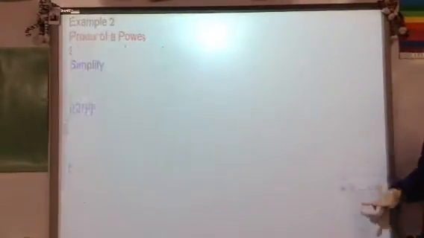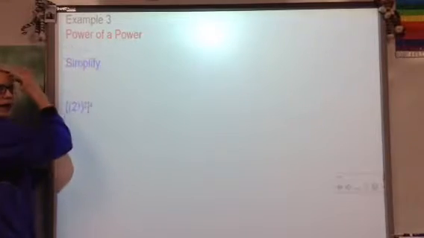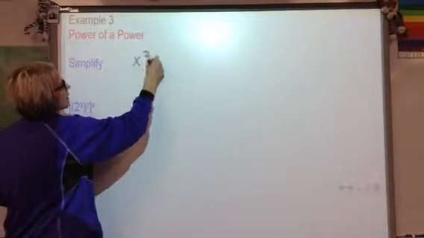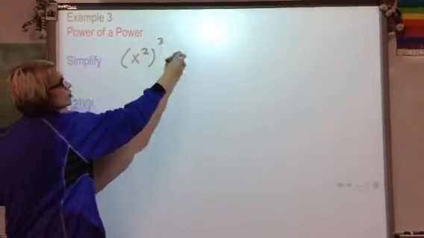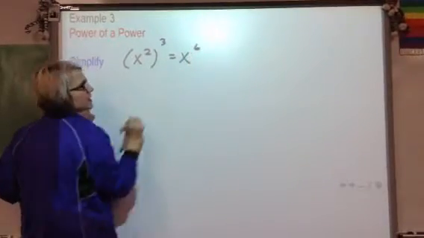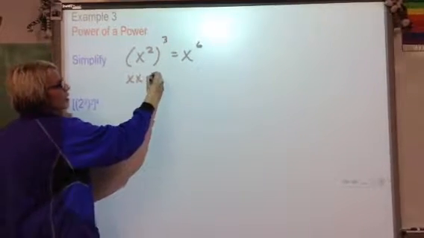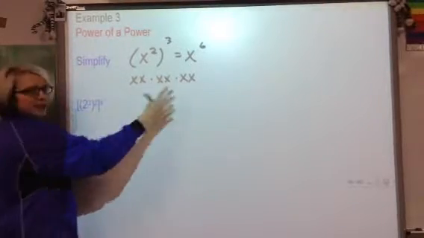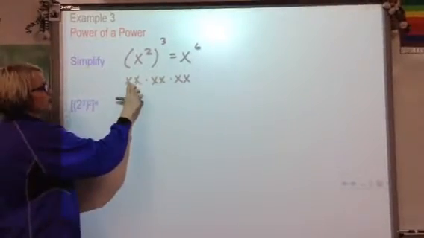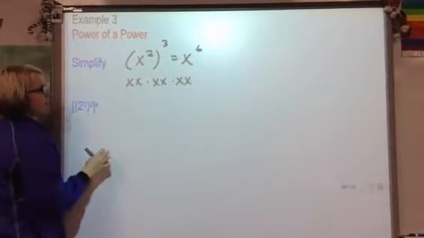The next thing that we're going to do in example 3 is work with a power of a power. Now, the shortcut for a power of a power is multiplication. X to the 2nd cubed would be x to the power of 6. And here's some proof why. I'm taking x squared to the power of 3, so it's basically x squared 3 times. So there's 1, 2, 3, 4, 5, 6 x's. 2 times 3 is 6.